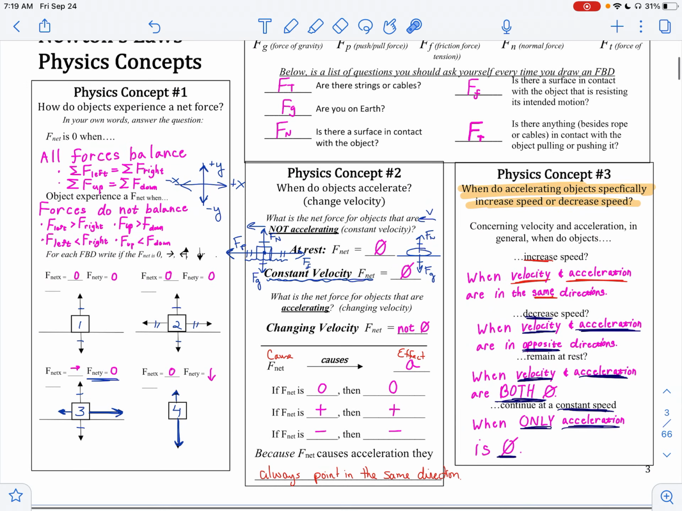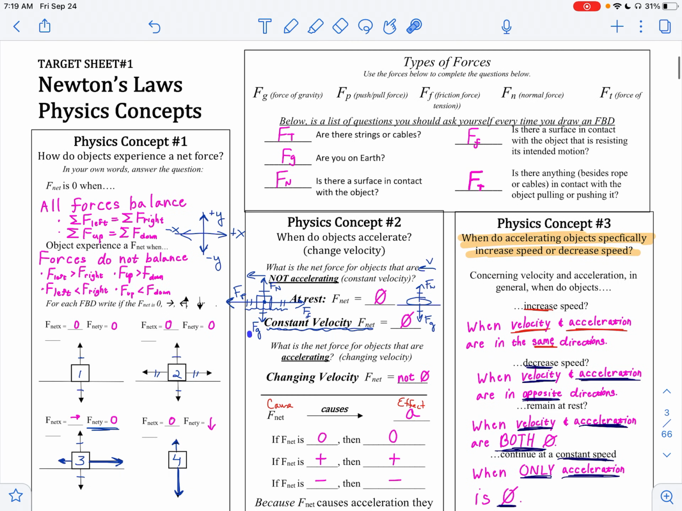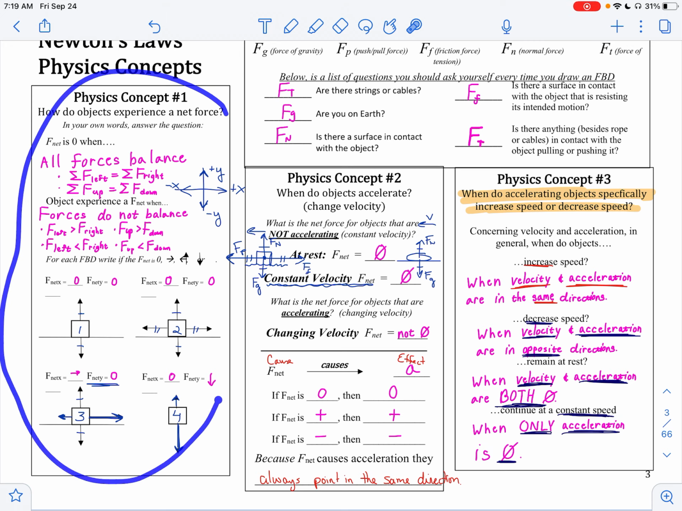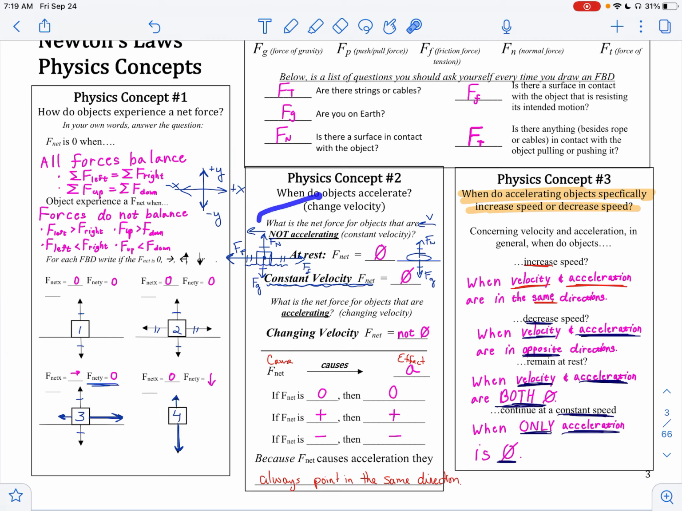So if we zoom out here, what are you going to be expected to do for our explanations? One, you're going to be expected to draw an FBD and label with the appropriate types of forces. Then you're also going to be expected to determine if there is a net force on the object or not. The third step in the thinking is determining, based on the net force, is your object accelerating? That is, is it changing velocity or is it not changing its velocity? Using that, you can figure out the direction of your acceleration. So, I know it's accelerating and net force points to the left, so acceleration points to the left.